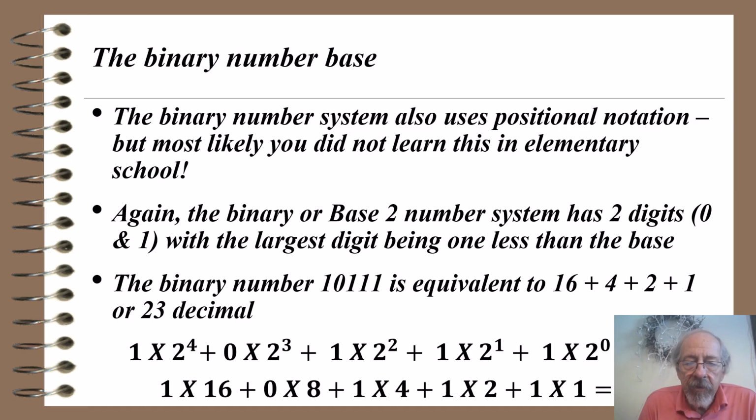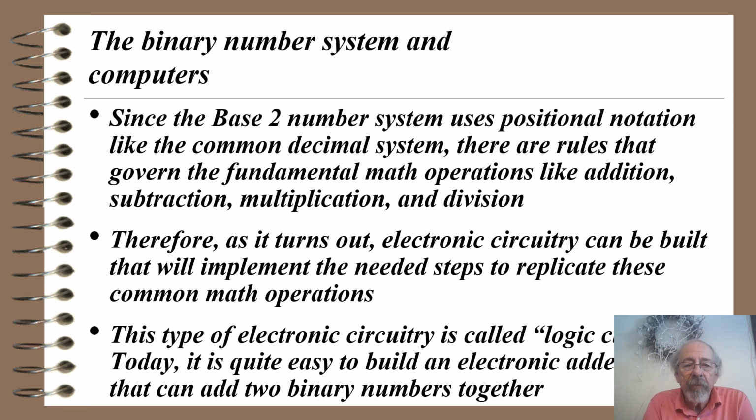So the first one of 10111 is 1 times 2 raised to the fourth power, plus 0 times 2 raised to the third power, plus 1 times 2 raised to the second power, plus 1 times 2 raised to the first power, plus 1 times 2 raised to the 0 power, which equals 23. Now I do them out down below. 1 times 16 plus 0 times 8 plus 1 times 4 plus 1 times 2 plus, again, the last 1 times 2 raised to the 0 power is 1 times 1. That all equals 23. So you can see how you can convert binary into decimal. Not as easy to convert decimal into binary, but there are ways to do it.